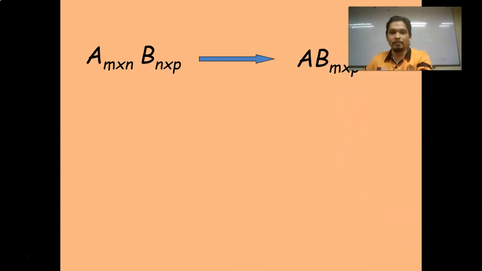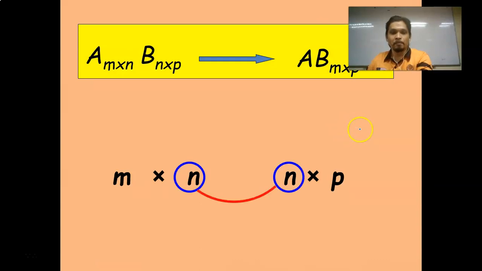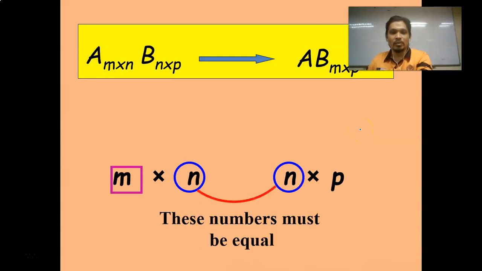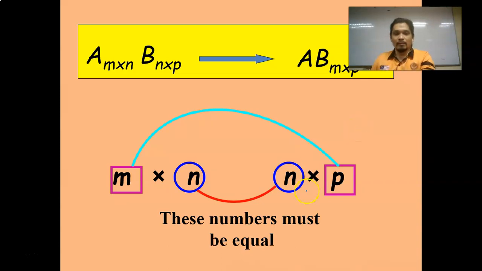That's it. You may refer to your lecture notes, it's all the same. The numbers must be equal. For example, if a matrix A of 3 times 2 is multiplied with a matrix B of 2 times 4, the size of this column and this row are equal. So it gives us a new matrix, just name it C or AB, with the size of 3 times 4.